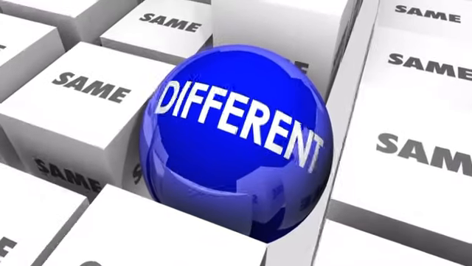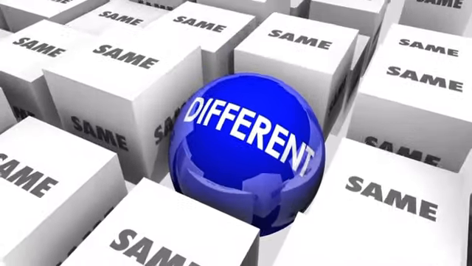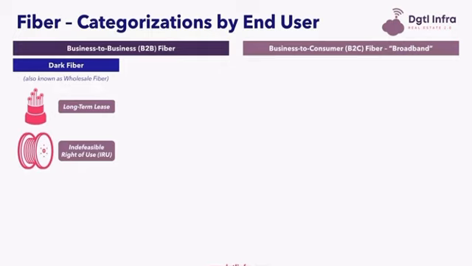Indeed, there are two overall categories we can group fiber into in order to help differentiate its various business models. First is business-to-business, or B2B, fiber. Within this segment is dark fiber, which is also known as wholesale fiber. Breaking this down further, dark fiber is typically structured in either a long-term lease, which requires a recurring payment, or is purchased through an indefeasible right of use, known as an IRU, which requires a one-time payment.